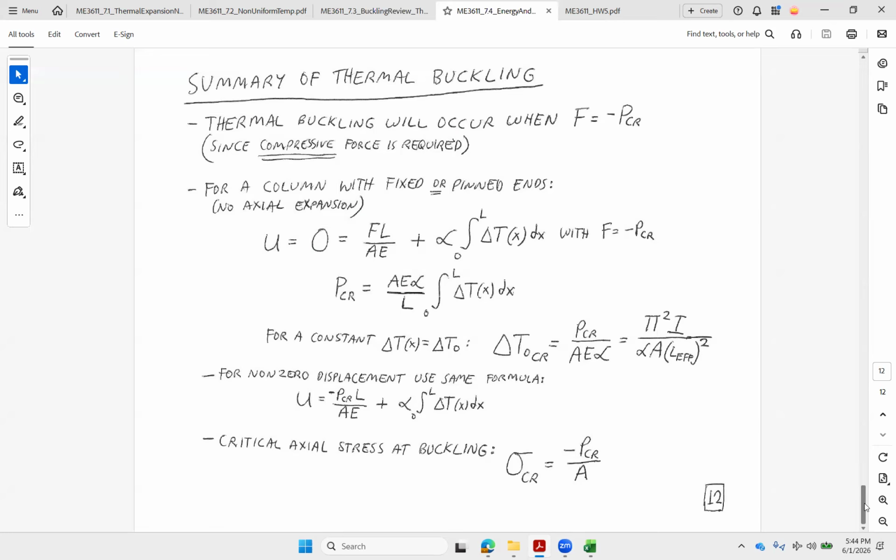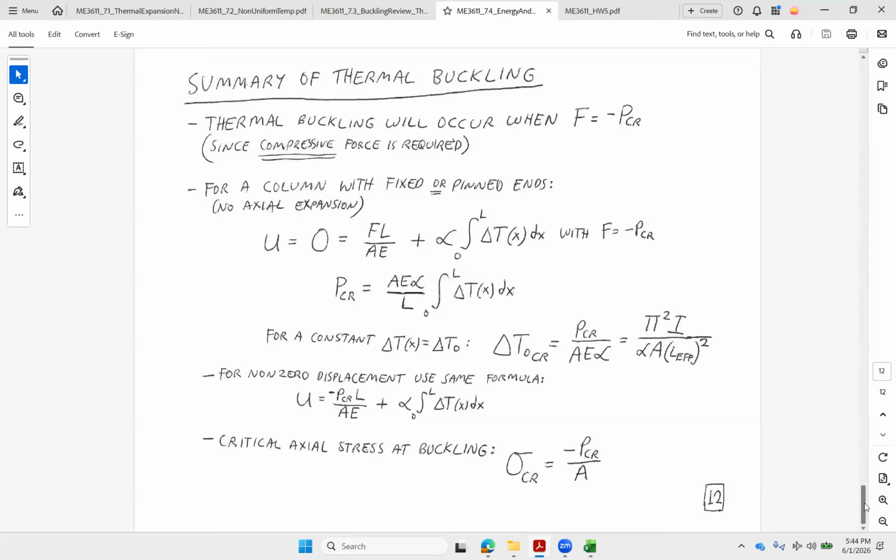But this we could use for something like a 2-bar linkage, right? In a 2-bar linkage, instead of U equals 0, we have U1 equals U2. And for the buckling one, we know the load is going to be minus P critical. We also know for the other one, we get tensile of this same number because forces have to be equal and opposite, right? So this works for non-zero as well.